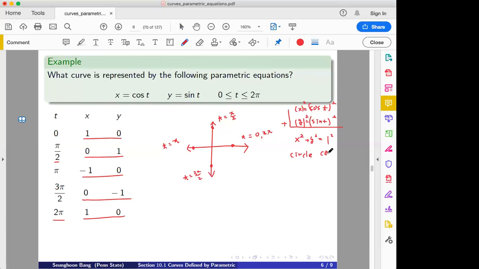What's the center? The center is 0, 0. The radius is 1. So the graph is like this. We have a circle. This is the direction. What's the direction? The direction is counterclockwise.